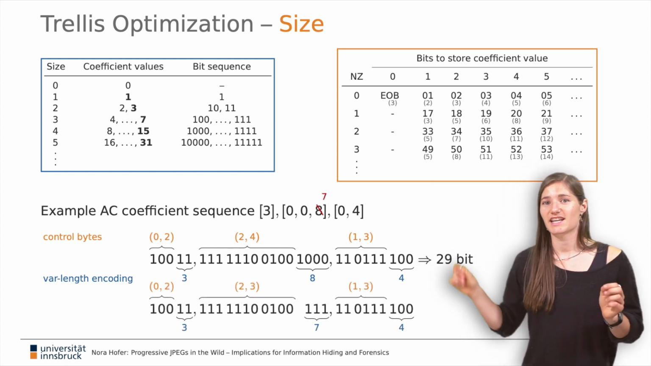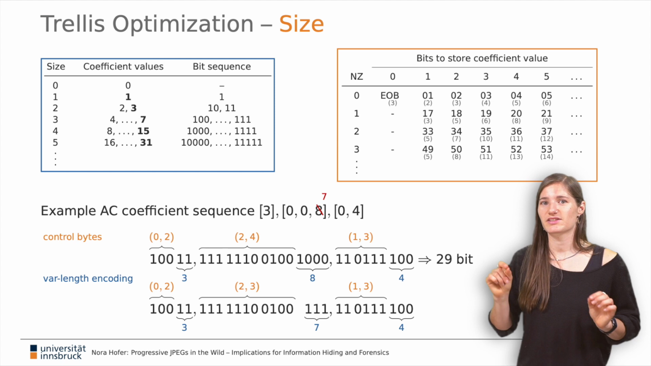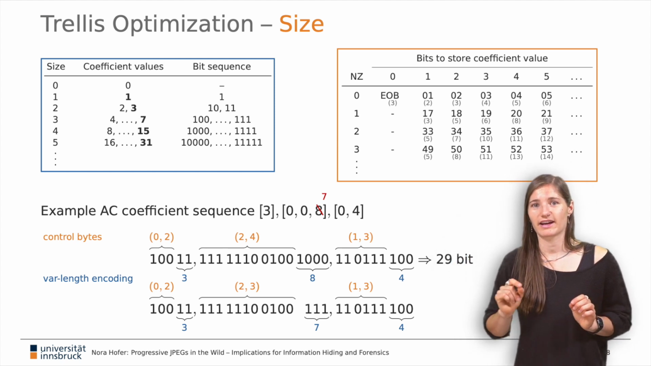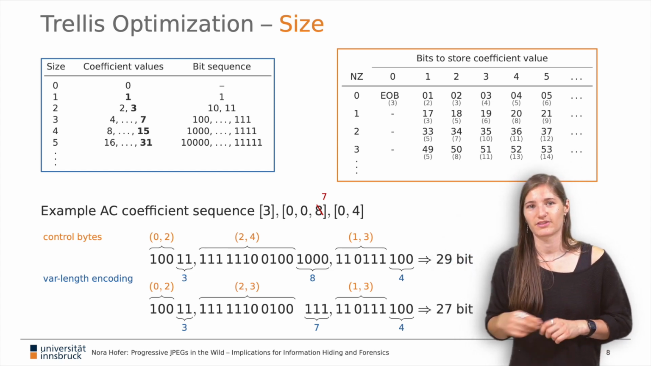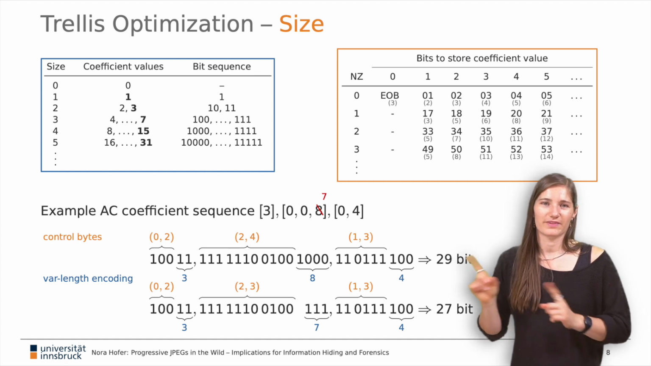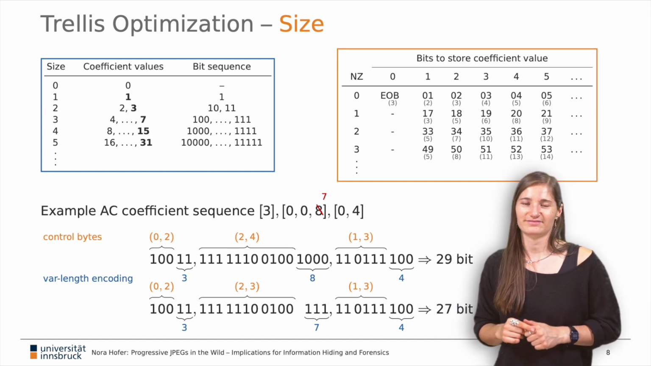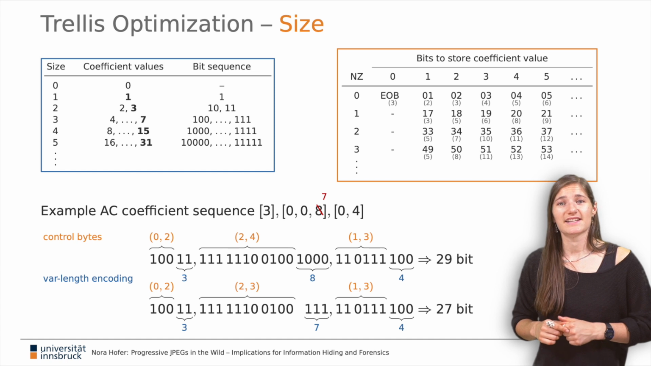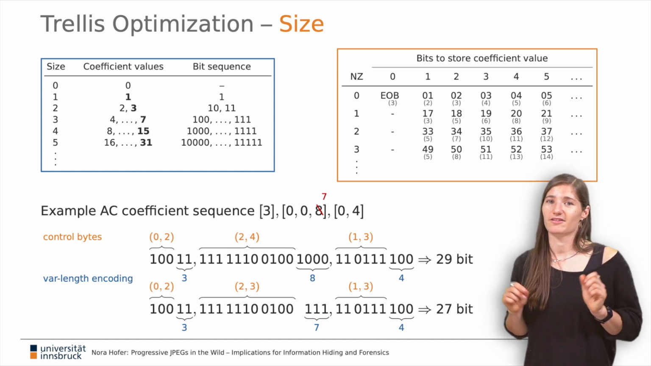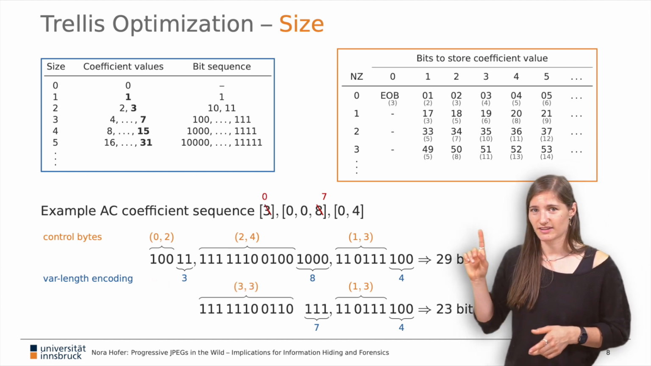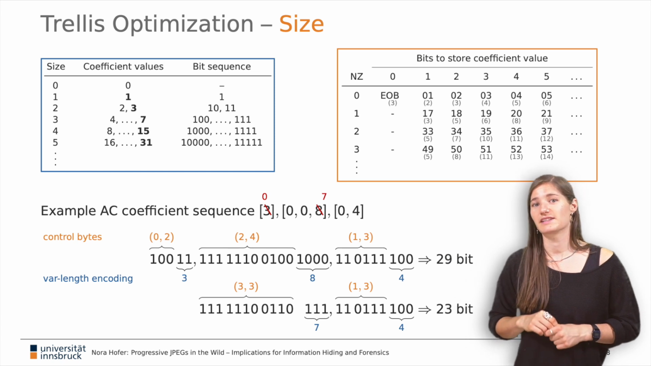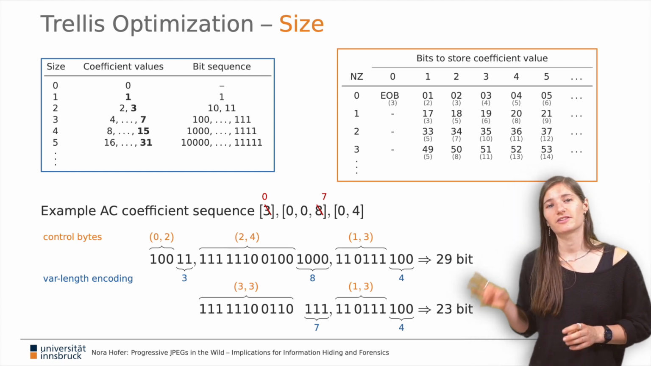Now, if we change the 8 to a 7, we use the symbol at index 35 and can save 2 bits in total, 1 for the coefficient value and 1 for the control byte. Trellis quantization also tries to increase the length of zero runs. Changing the 3 in our example sequence to a 0 would allow us to save another 4 bits.